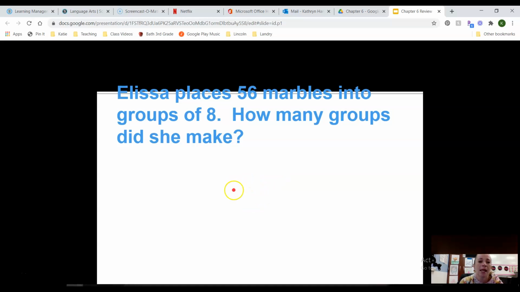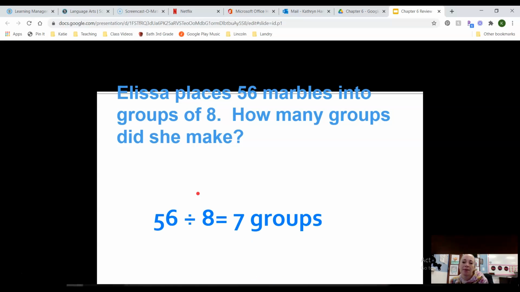What times 8 is 56? If you do not know, you will need to draw 8 groups at this time and separate out 56 things. So please pause the video, and when you have done that, then you may press play to find the answer. 56 divided by 8 is 7. 7 times 8 is 56.